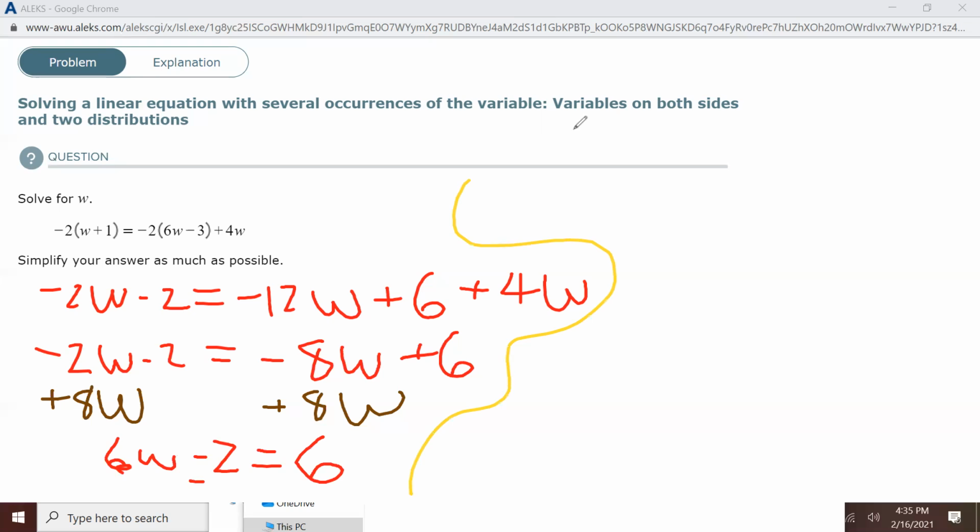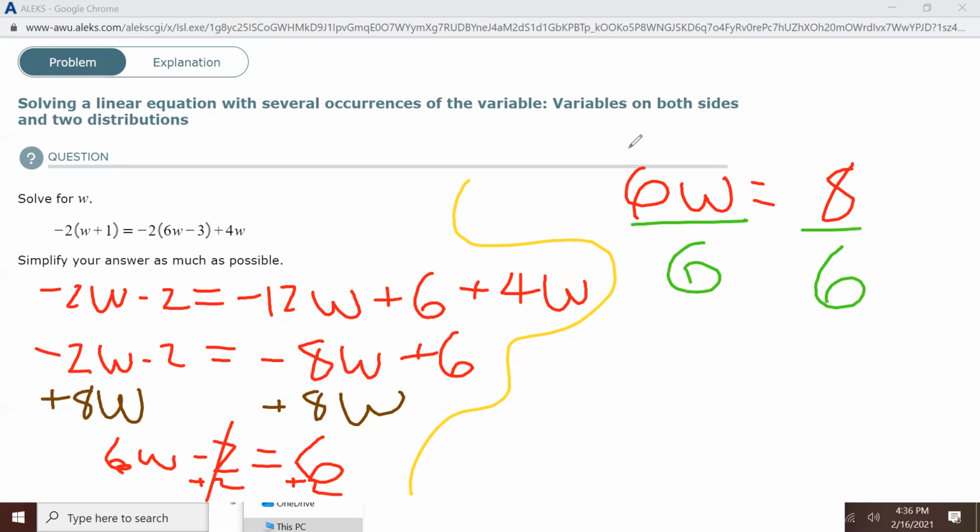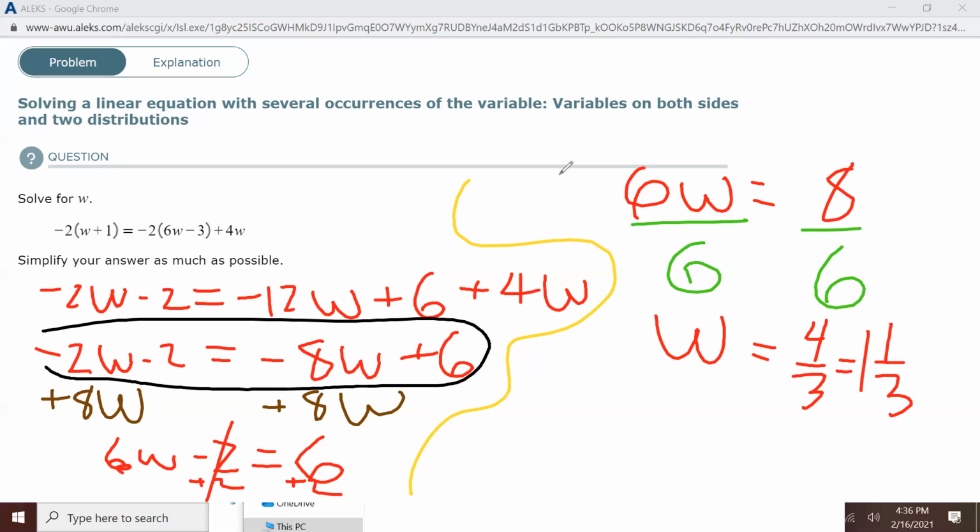Now I will add 2 to both sides, yielding 6w equals 8. And then I will divide both sides by 6 so that I end up with w equals 4/3, or 1 1/3 if you like. And that's it. Once again, notice that once I got to this point right here, it was just like the last problem.